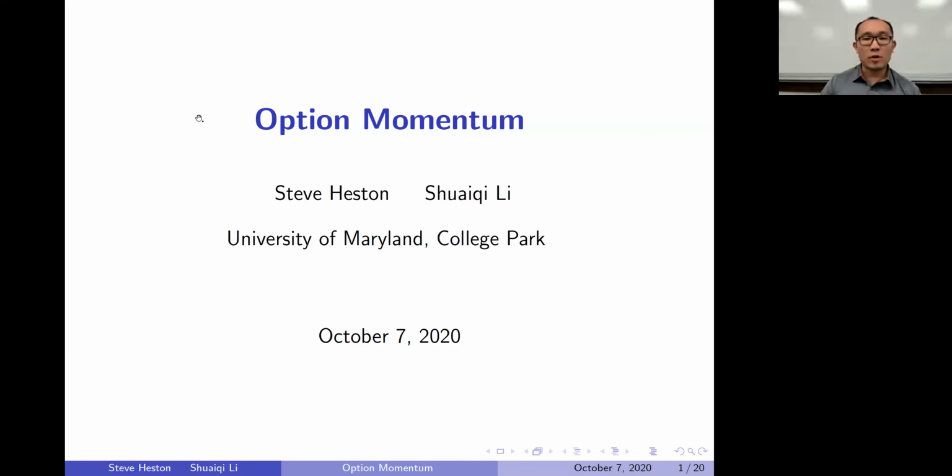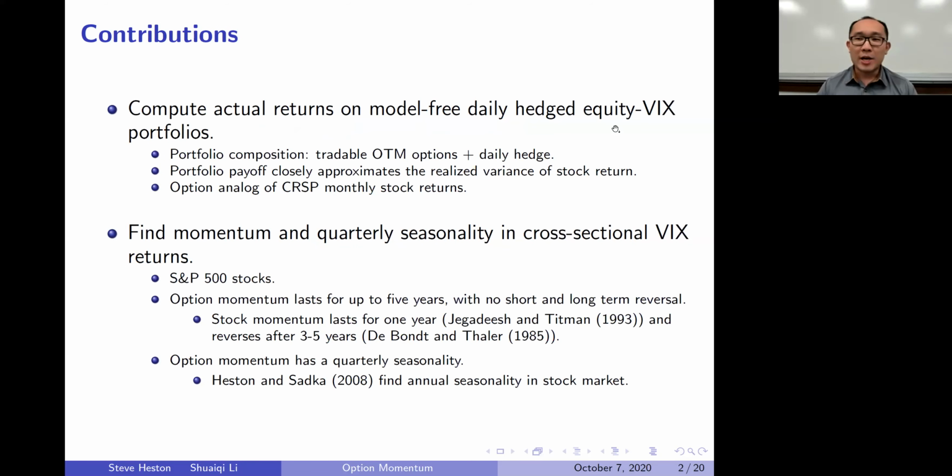Today, I'm going to talk about the paper Option Momentum. It's a joint work with Steve Heston. In this paper, we study the momentum effect in the option market by constructing a portfolio of daily hedged options. We call this portfolio the VIX portfolio.